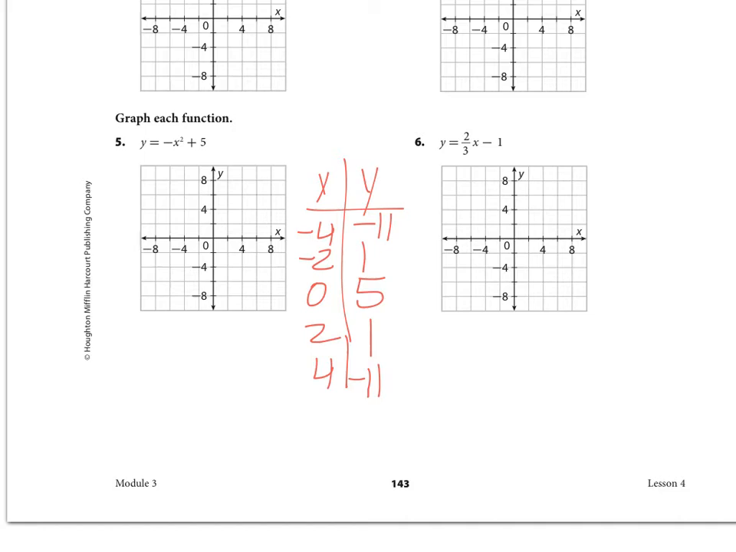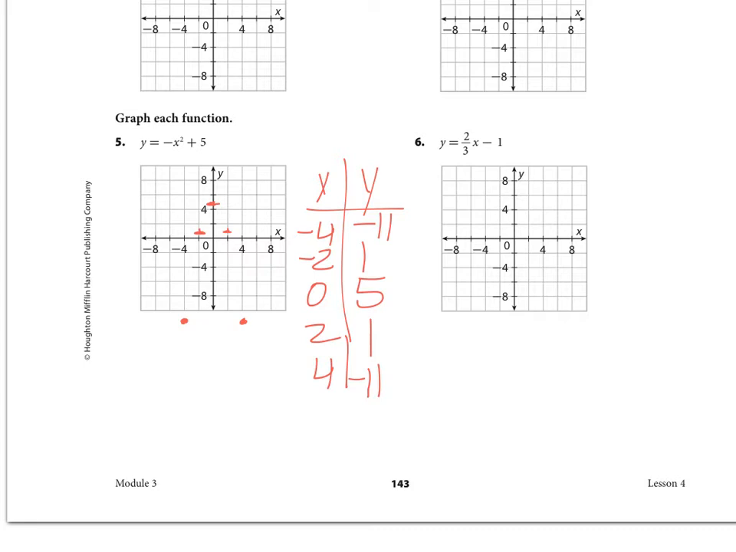So all I do is plot these points. So I go to 0 up to 5. Now where would 5 be? Right in the middle. Okay. Then I go to +2, +1, again in the middle, -2, +1, right here in the middle. Go to -4 down to -11. So that's going to be a little bit past right down here. And then +4, -11, a little bit past.